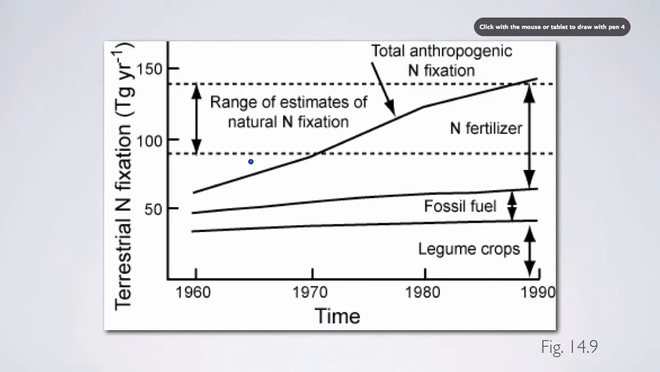Now the range of estimates for natural nitrogen fixation are somewhere between 100 and 150 teragrams of nitrogen per year. And if you add up these 1, 2, 3 sources, we quickly get to that same level. So when we say that humans have doubled the amount of nitrogen that enters into ecosystems, it's through these three factors: legume crops, fossil fuel burning, and nitrogen fertilizer.